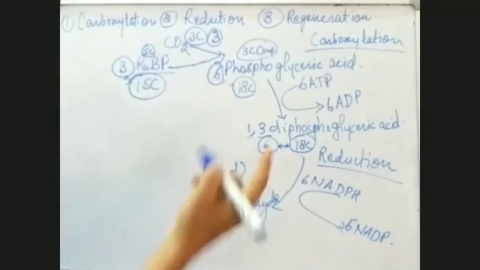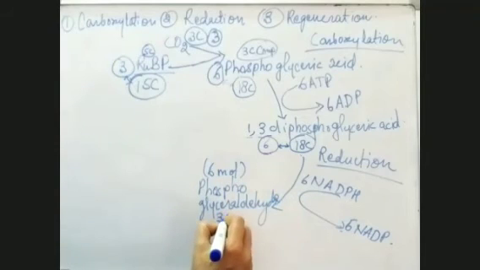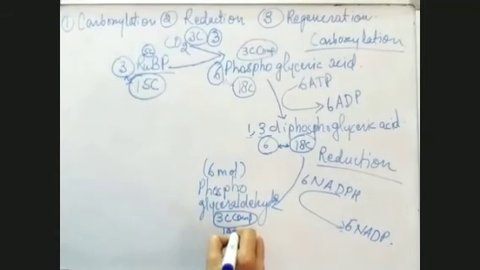One phosphoglyceraldehyde has 3 carbons. It is a 3 carbon compound. So when one has 3 carbons, 6 will have 18 carbons. 18 carbons, 6 times 3 is 18.